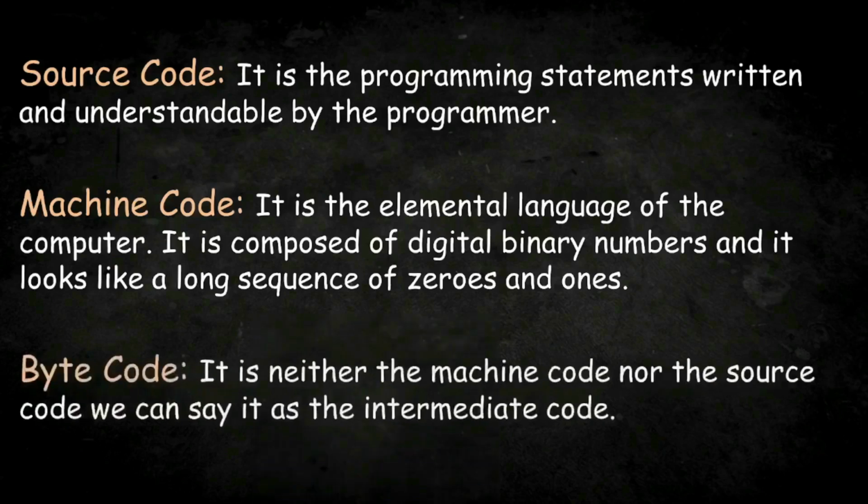Now coming to the bytecode, it is neither the source code nor the machine code. We can say it is the intermediate code. At this moment, I think you have understood the meaning of source code and machine code, but you don't have a clear idea about bytecode. For now, just note that bytecode is an intermediate code between the source code and machine code. We will discuss it in our upcoming video.